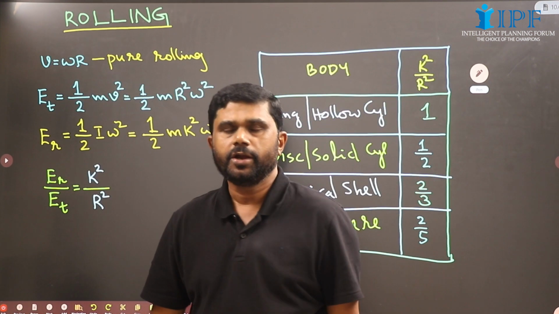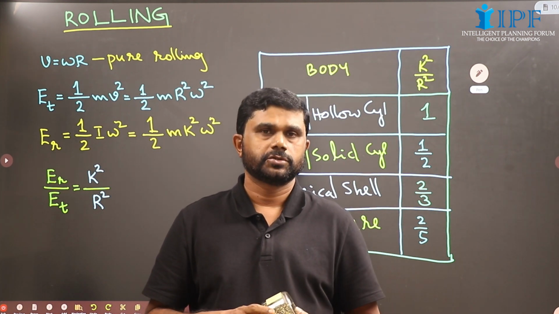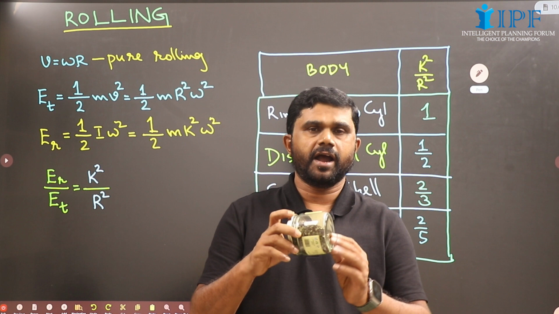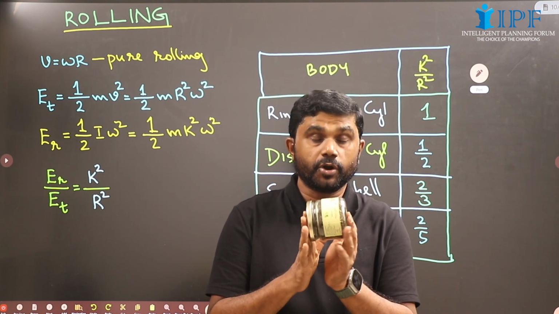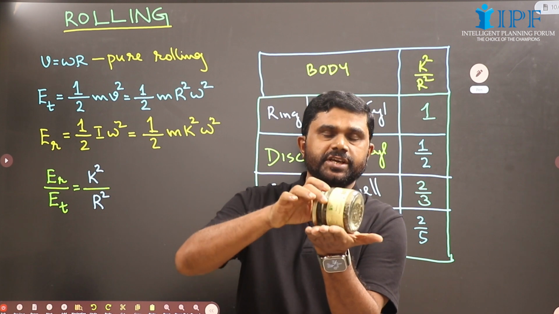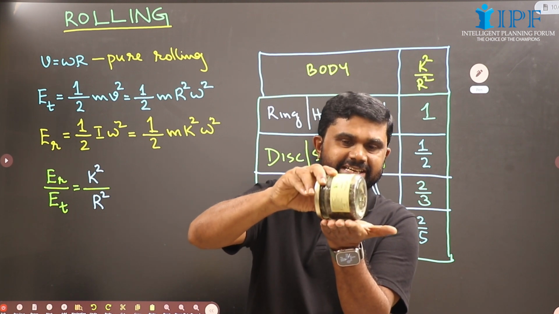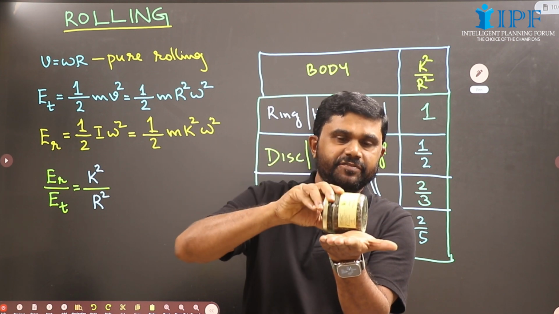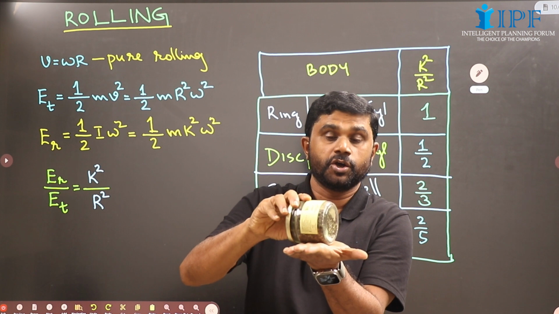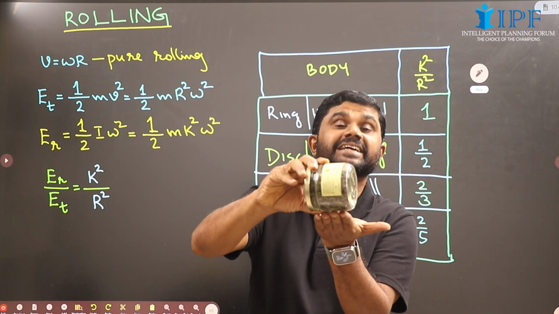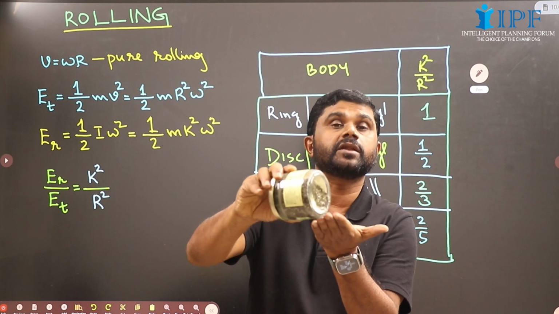Okay, now children, it is time to discuss rolling. See, I have a body that is cylindrical in shape, a body which can roll. If this body is moving like this, then it is in translational motion, or let us say it slides. It is in sliding motion, or translational motion.